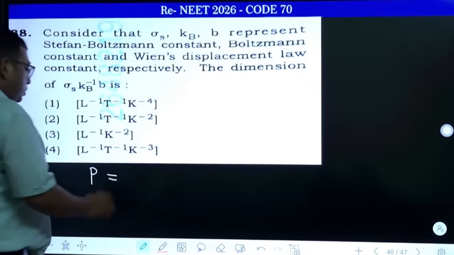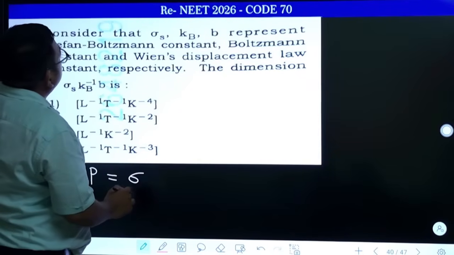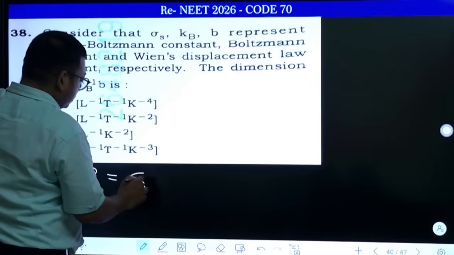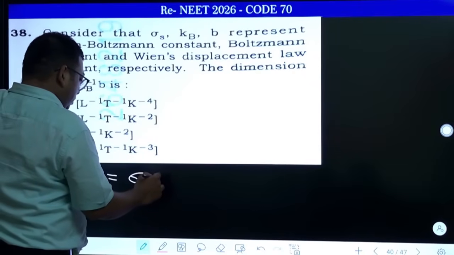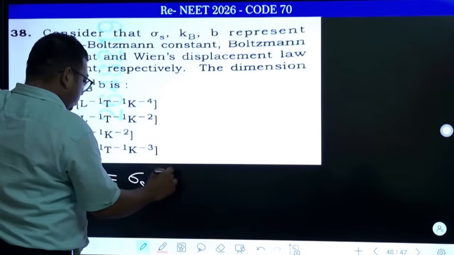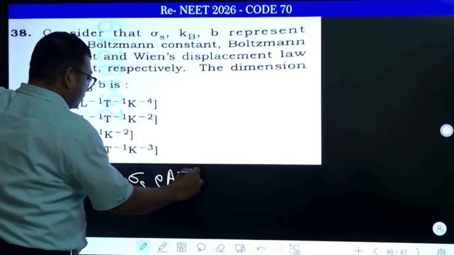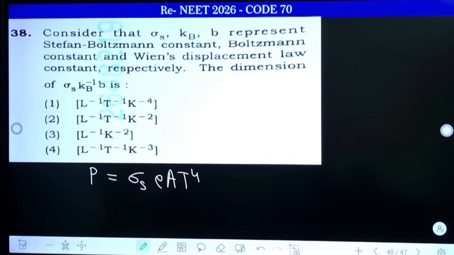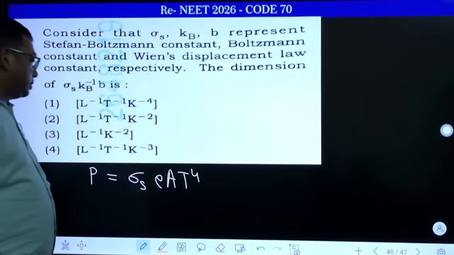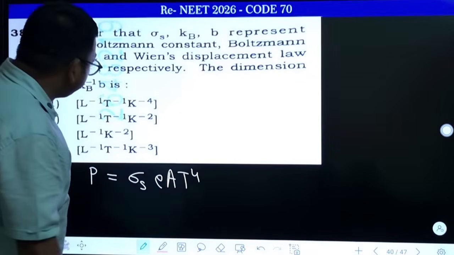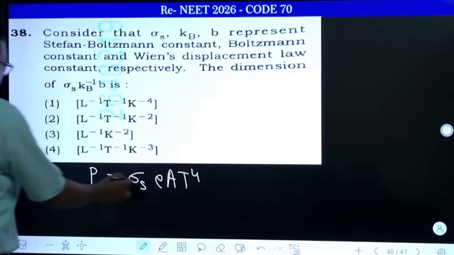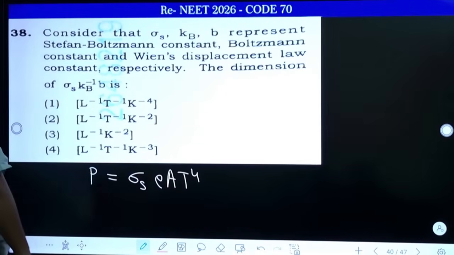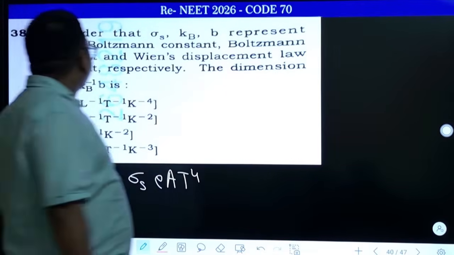Power is equal to the Stefan constant into emissivity into area into temperature power 4. I think this is the formula. Power by area is intensity. But anyway, here we need to note that we can substitute this in terms of formula here.